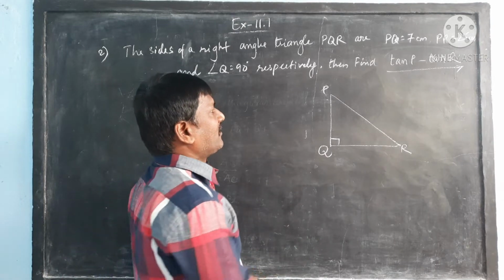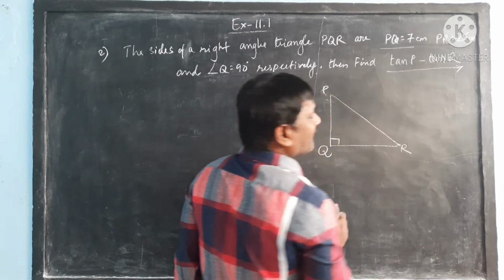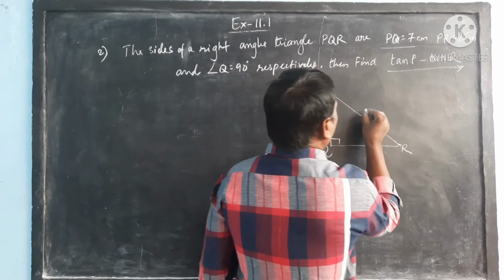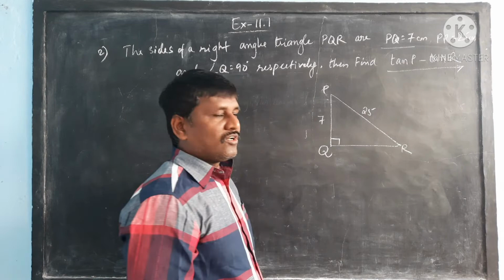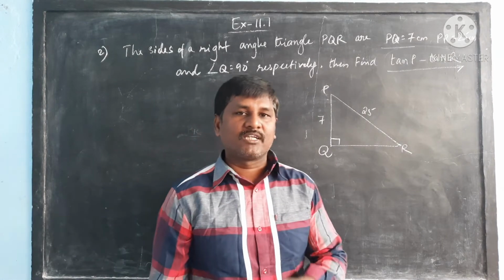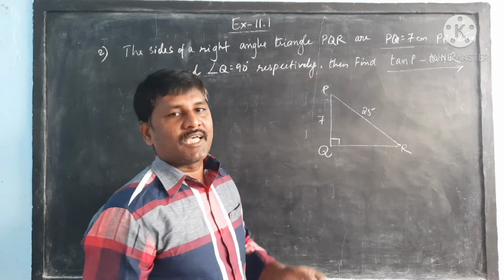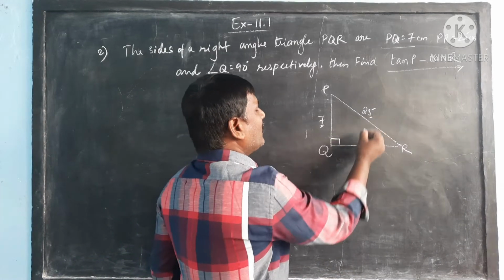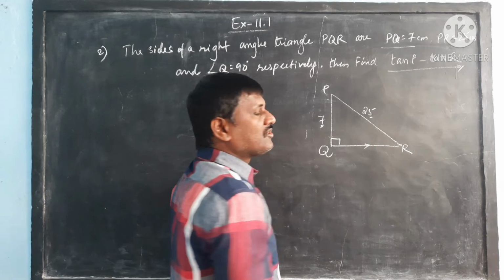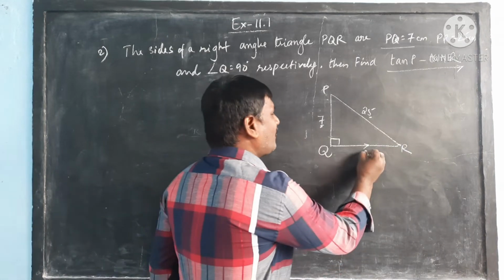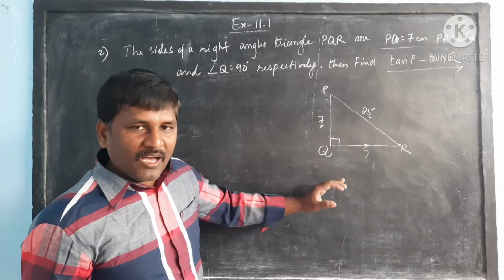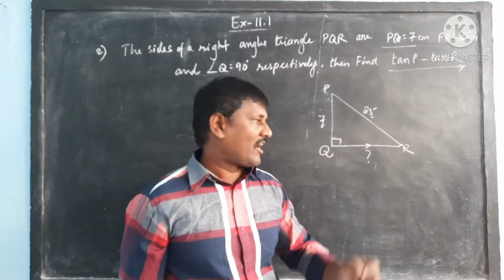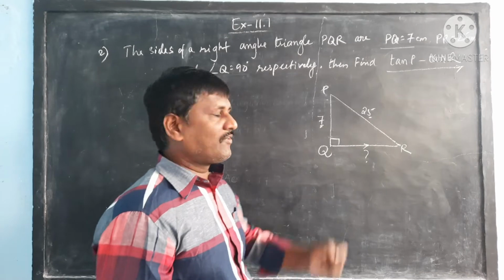Now write the lengths of the sides which are given in the question. PQ is equal to 7 and PR is equal to 25. For applying trigonometric ratio values, you must know all three sides of the right angle triangle. Here two sides are given, but the side QR is not given. So first of all you need to find the value of QR. By application of Pythagoras theorem, we can find the value of QR, the other side of the right angle triangle.